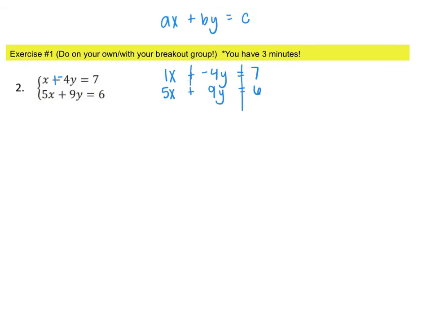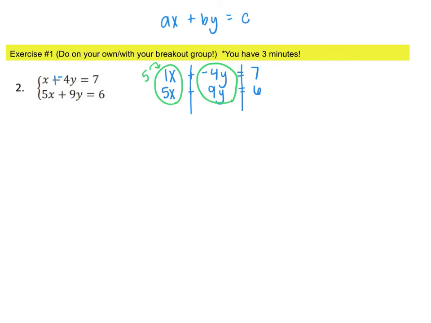Okay, from here, this is where it gets a little bit tricky. We need to decide which one of these is going to be easier to eliminate, our x's or our y's. And what we need to do is find the least common multiple. So my multiples of 1 are 1, 2, 3, 4, 5, 6, 7, 8, 9, 10, etc. My multiples of 5 are 5, 10, 15, 20, 25, 30, etc. So the least common multiple between those is a 5. So I would only really have to manipulate this top equation because the bottom equation already has the least common multiple.